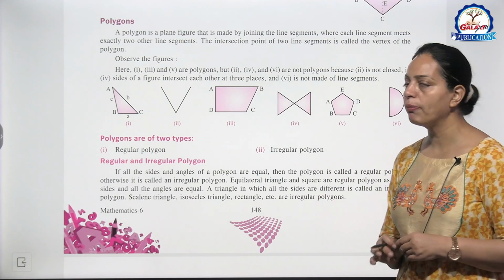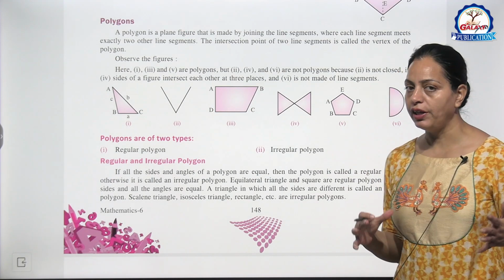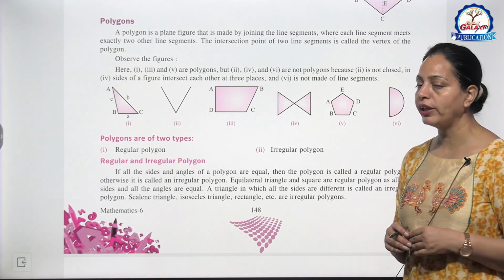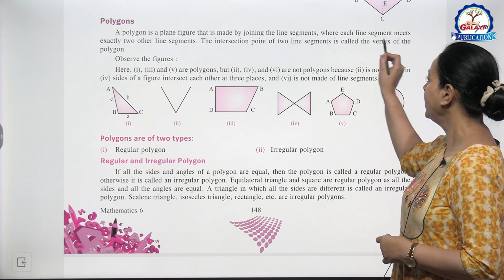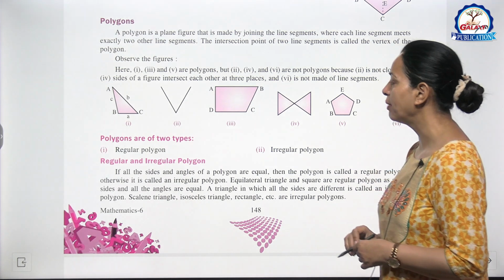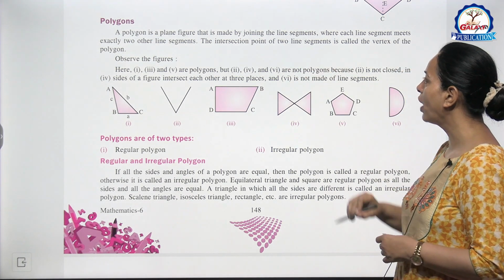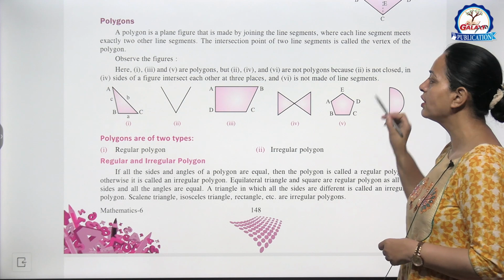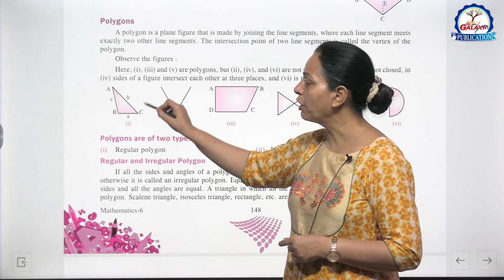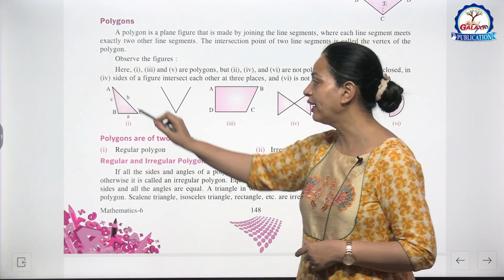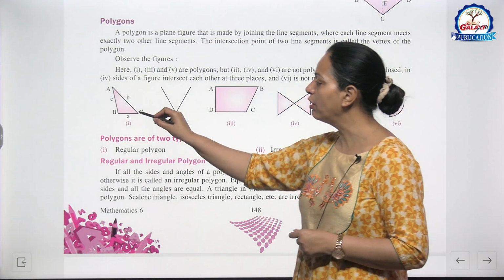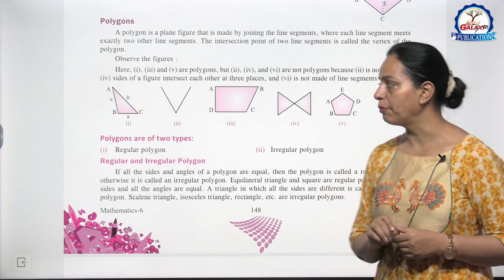The next we are talking about polygon. Very important. Polygon is a plane figure that is made by joining the line segments, where each line segment meets exactly two other line segments. The intersection point of two line segments is called the vertex of the polygon. So here polygon is a closed figure made up of line segments like triangle. Okay, with three sides we are getting a closed figure made with line segments.